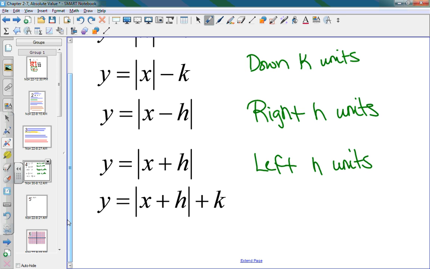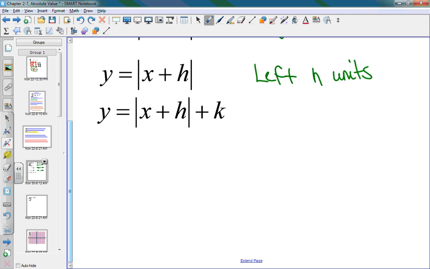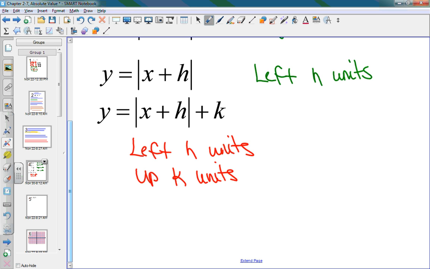Okay, and that brings us to the very last one down here. I have the absolute value of x plus h plus k. What does the h do? Make you go to the left. It's going to the left h units. And what does the plus k do? Goes up. It's going to go up k units. Okay, that is all beautiful.